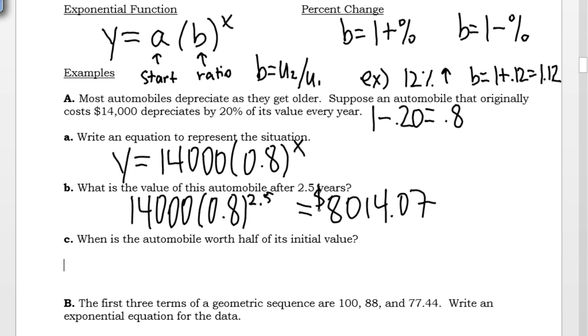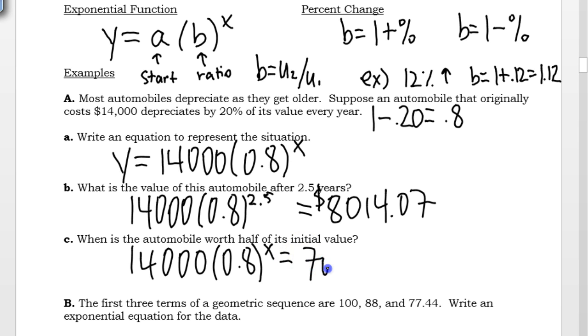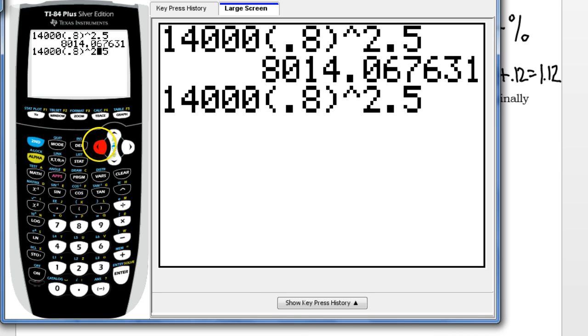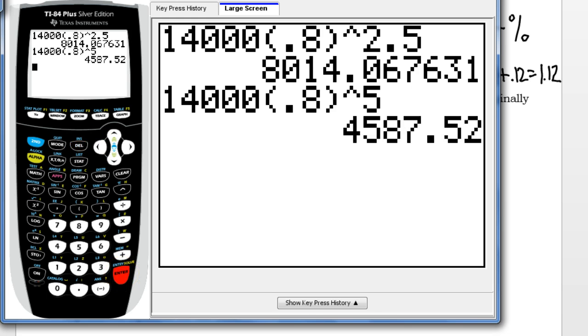When is the automobile worth half of its initial value? So same equation, but the question is, what value for x will give me an output of 7,000. That's half of my starting of 14,000. So we actually don't have the tools to solve this question yet. We're going to use something called logarithms a couple lessons into the chapter. But at this point, I'm just going to guess and check.